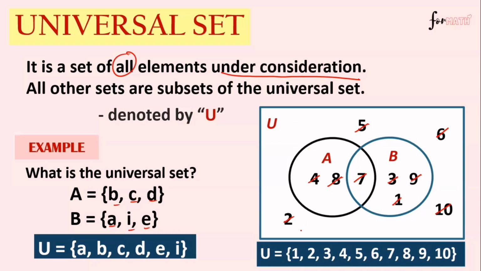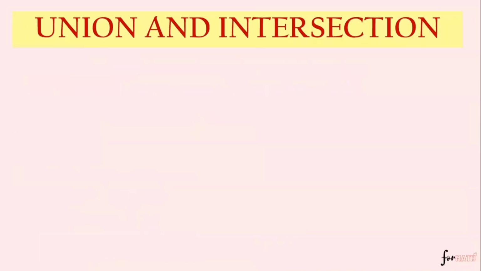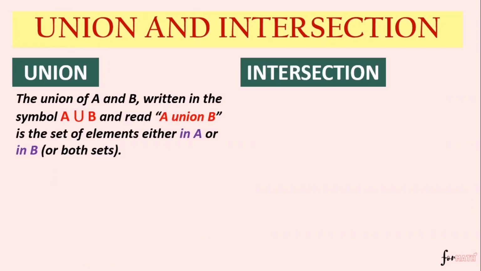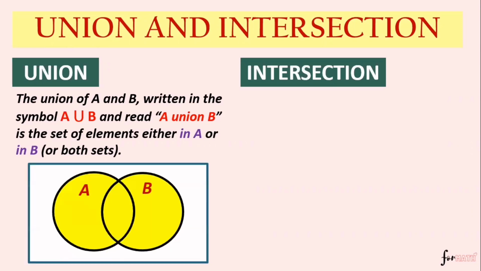Okay? Next, we have the union and intersection. So, anong difference ni union and intersection? So, when we say union, the union of A and B written in the symbol A union B and read as A union B is the set of elements either in A or in B or both sets. So, using the Venn diagram, this is the illustration of union. Or, sa madaling sabi, union means you have to combine the two sets. Combine.